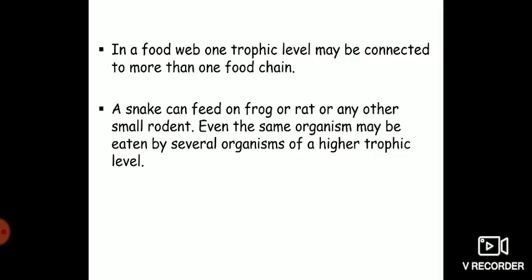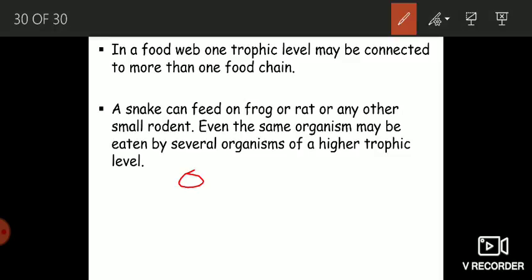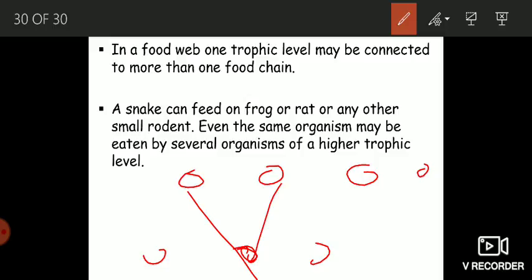It has also been observed that the same organism may be eaten by several organisms of a higher trophic level. For example, here you have one carnivore, second carnivore, third carnivore, fourth carnivore, and here you have herbivores, and this herbivore may be eaten by both this and this. Even the same organism which belongs to a lower trophic level may be eaten by a number of organisms which are at the higher trophic level. All these things led to the formation of food webs.